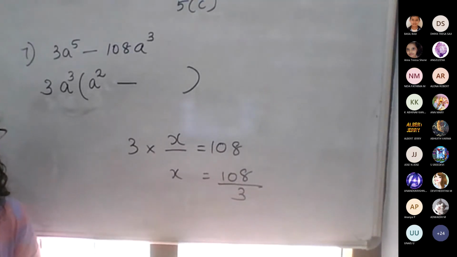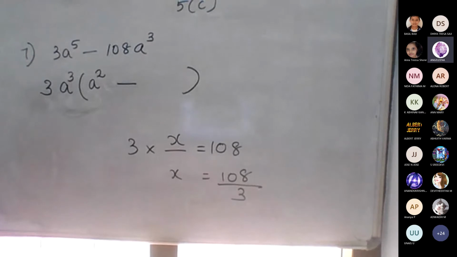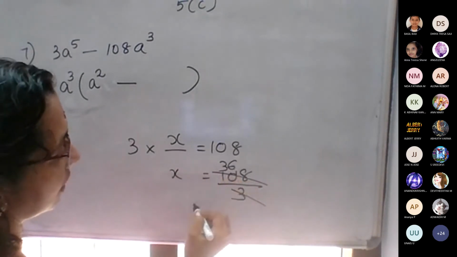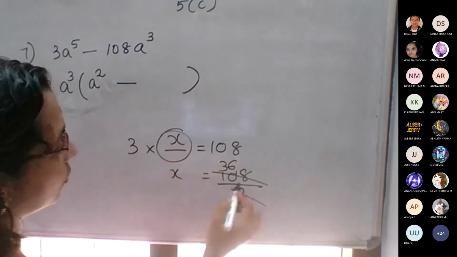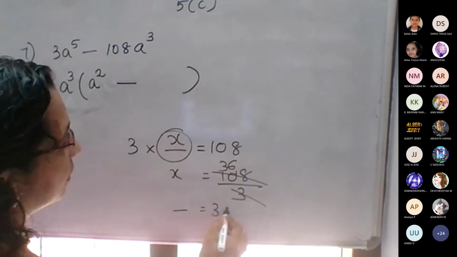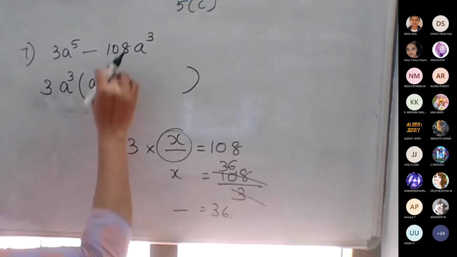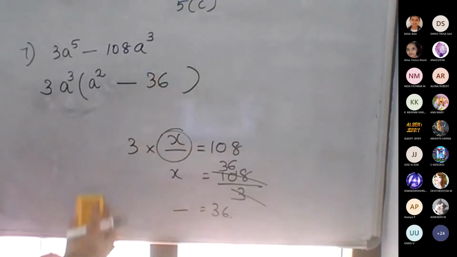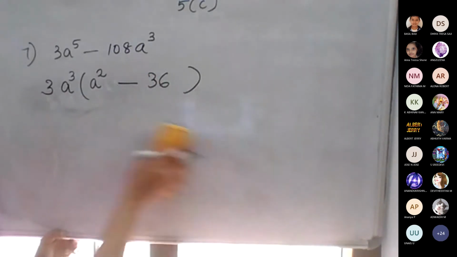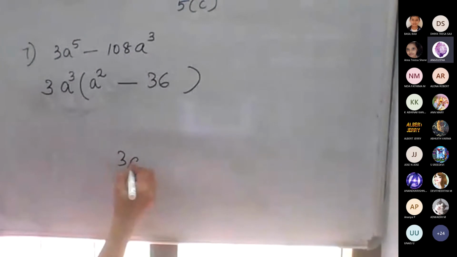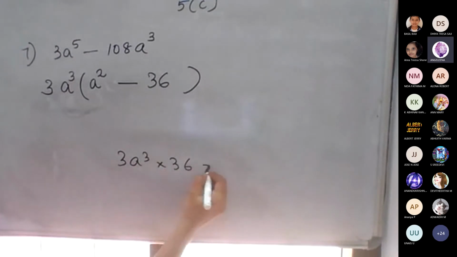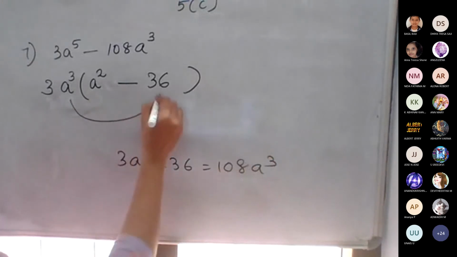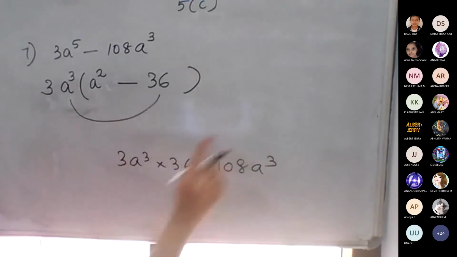So 3 3s are 9, balance 1, 6 3s are 18. So that dash stands for 36. A cube we took, no need of writing a cube. So it is a square minus 6 square. So we will get 3a cube into 36. If we change the bracket, we will get 108 a cube itself.